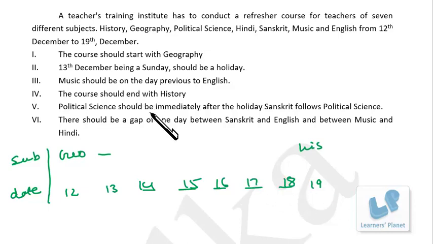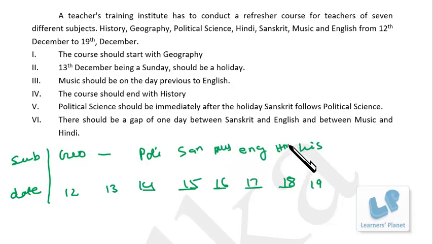Political science should be immediately after the holiday. That means over here political science. Then Sanskrit immediately after the holiday. Sanskrit follows political science. There should be a gap of 1 day between Sanskrit and English. So Sanskrit, that means English. Sanskrit and English, and between music and Hindi. So music should be on the day previous to English. So music, and this is Hindi.